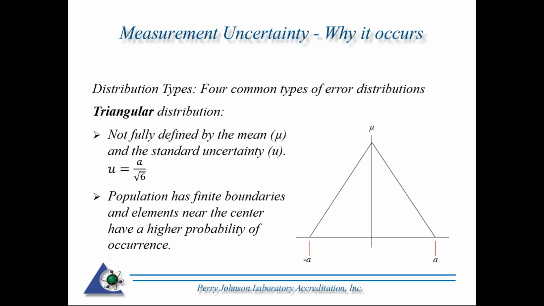Triangular distribution, not fully defined by the mean and the standard uncertainty. Population has finite boundaries and elements near the center have a higher probability of occurrence. So the way I like to correlate a triangular distribution is, if you have a heating and cooling system in your lab and you have something that's called center driven, which some of your better controlled facilities have, where if you have your set point, whatever that happens to be, that's where the heating and cooling will operate in conjunction with each other. So you're constantly having a change between heating and cooling right at the set point. It's a center driven system.